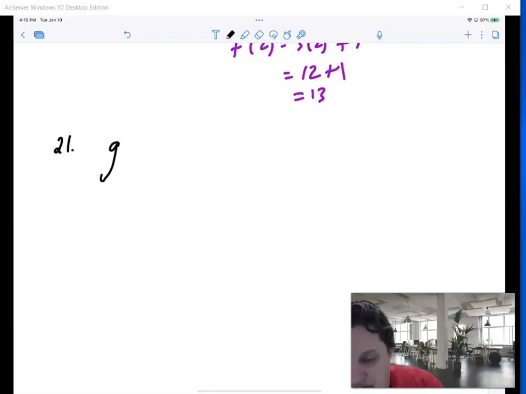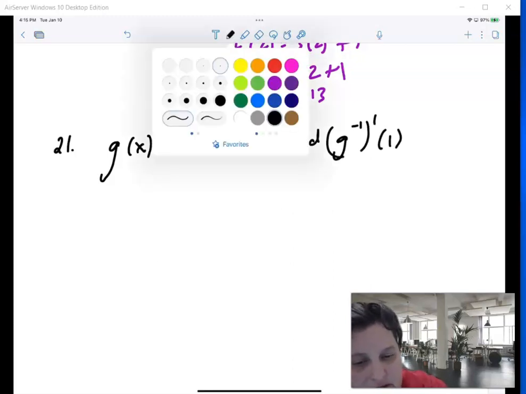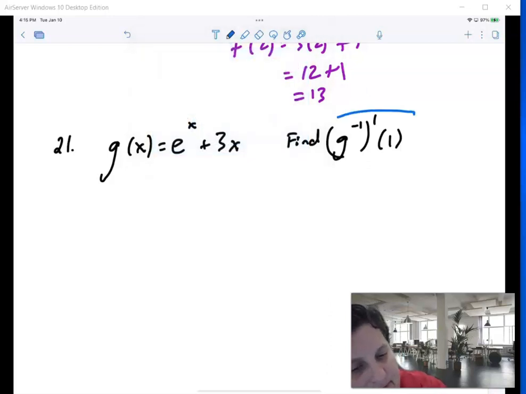Another one. g of x is e to the x plus 3x. Find g inverse prime of 1. Feels like they didn't give me enough information here, you guys. But let's check it out, see what we can do.